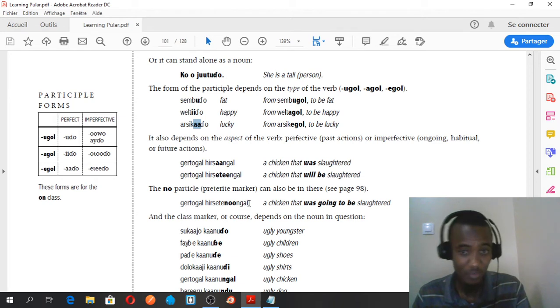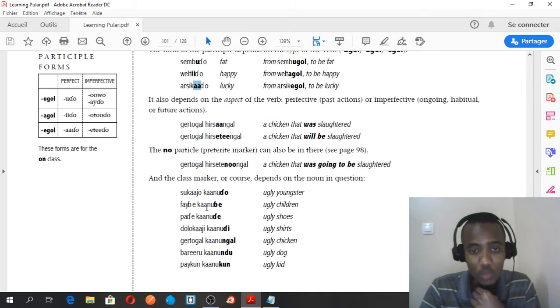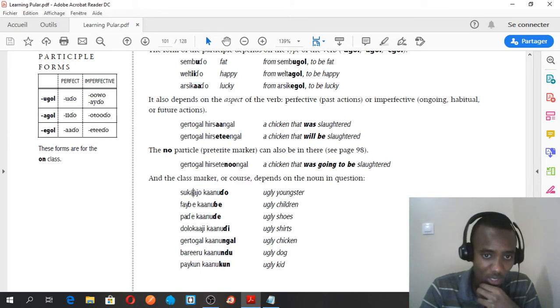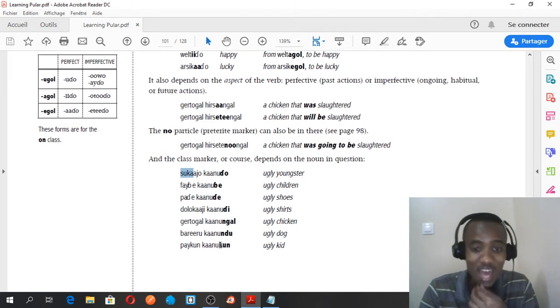To say the, the definite, instead of saying a. In the grammar, of course, it depends on the noun in question. Sukajo kanun. Sukajo or suka, we can just say suka. Suka kanun, an ugly youngster. Faibe kanube, ugly children. Pade kanude, ugly shoes. Dolokaji, ma dolokaji kanude, ugly shirts. Gertogal kanugal, ugly chicken. Bareru kanudo, ugly dog. Taikun kanukung, ugly kid. Okay, so you see the ending?